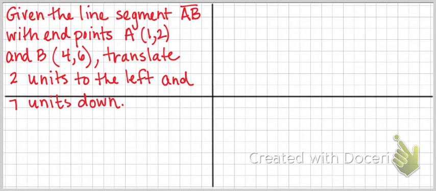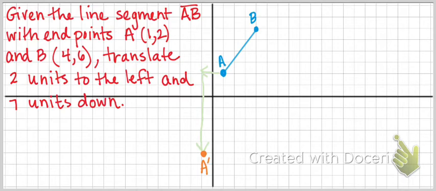So first, let's graph and plot these 2 points, A and B, and then connect them to make the line segment. Now we're going to take each of these points and translate it. We're just going to slide it. So let's go 2 units to the left first with A, and 7 units down. So this is where our new A is. We call it A prime.